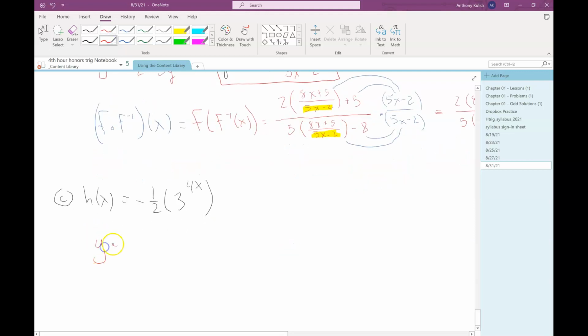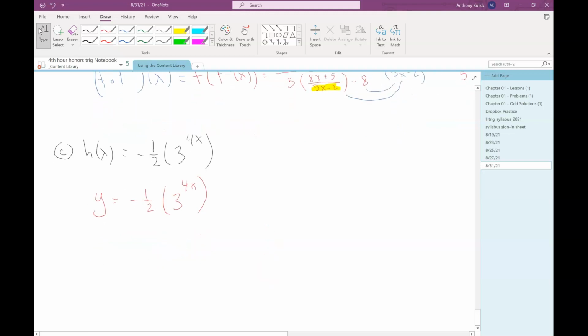So we'll start by just replacing the function notation with a y. Then what do I want to do first for a situation like this? Again, I'm trying to get the x by itself. So what should I do as my first step to get the x by itself? Amy? Very good. Yeah, let's get the fraction moved over to the other side.